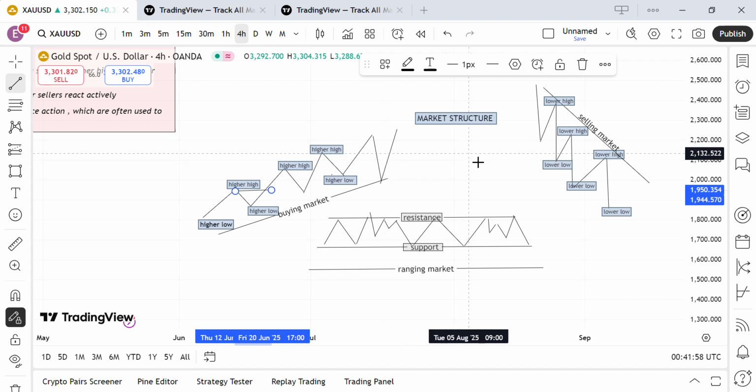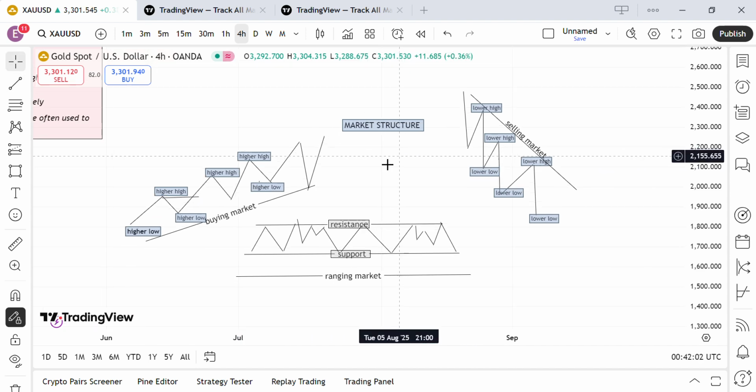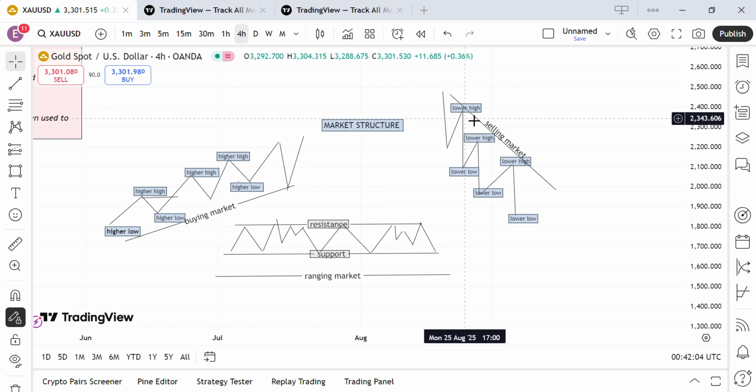Same thing for the selling market or the bearish market. The lower high must be able to take out the lower low.